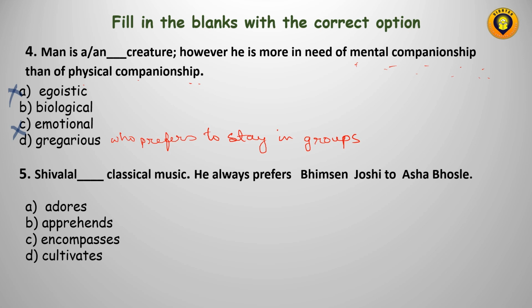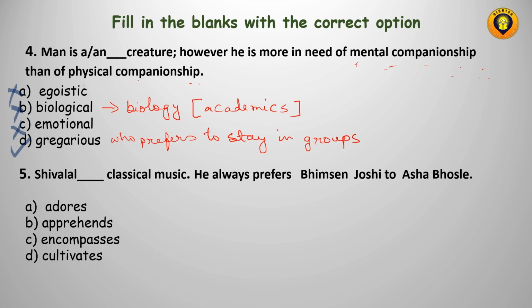If I say man is a biological creature, however, he is more in need of mental companionship than of physical companionship, it will also not be suitable. Why? Because when we say something biological, we refer to biology, that means academics. It is totally science, and this is totally companionship or a psychological fact. So science and psychology will not match. So we will eliminate biological. We are left with only one option which is actually suitable, gregarious. Man wants to stay in groups, but at the same time, he chooses that specific person who is mentally compatible with him or her rather than physical compatibility.